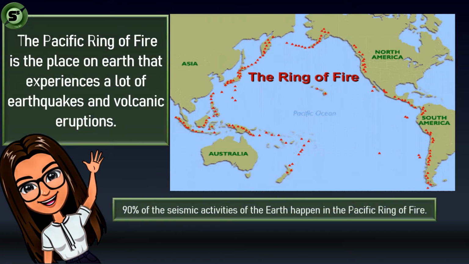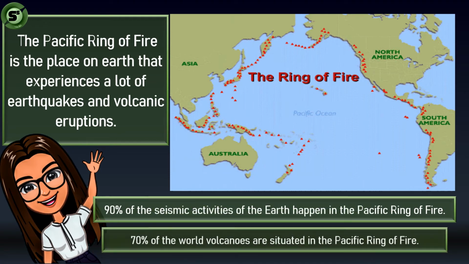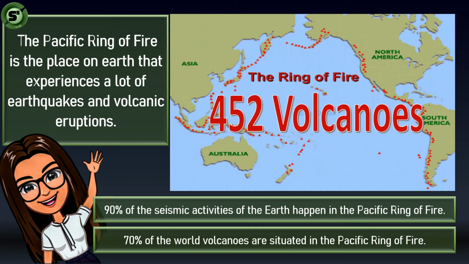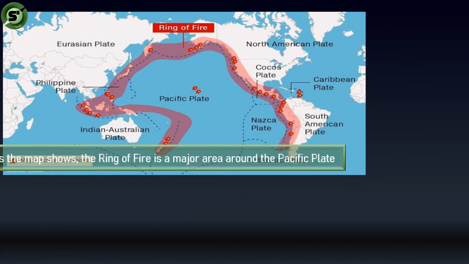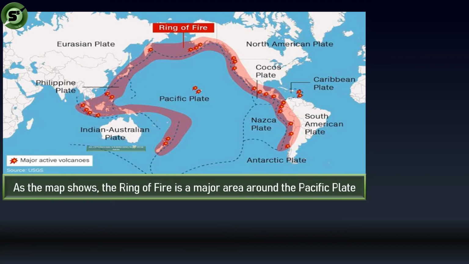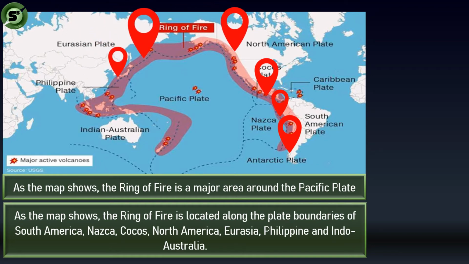90% of the seismic activities of the Earth happen here. 3/4 or 70% of the world's active volcanoes, which has a total of 452, are situated in the Pacific Ring of Fire. As the map shows, the Ring of Fire is a major area around the Pacific Plate. The Ring of Fire is located along the boundaries of the South American Plate, Nazca Plate, Cocos Plate, North American Plate, Eurasian Plate, the Philippine Plate, and Indo-Australian Plate.